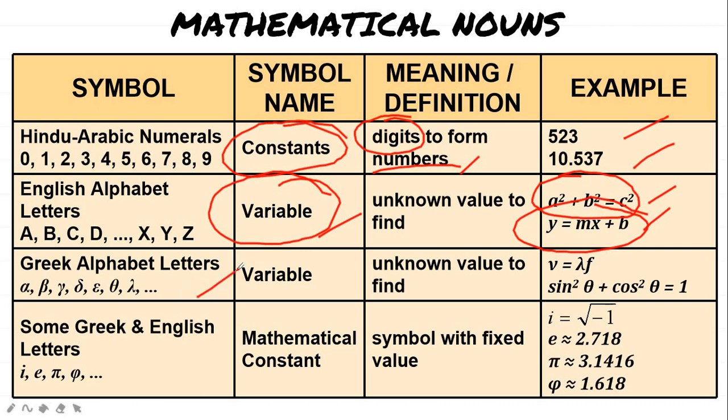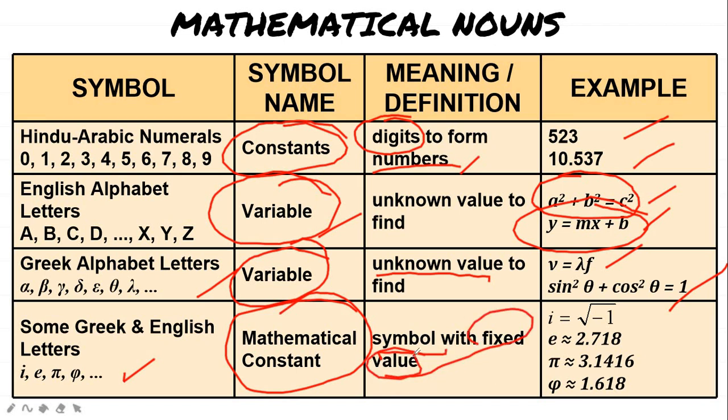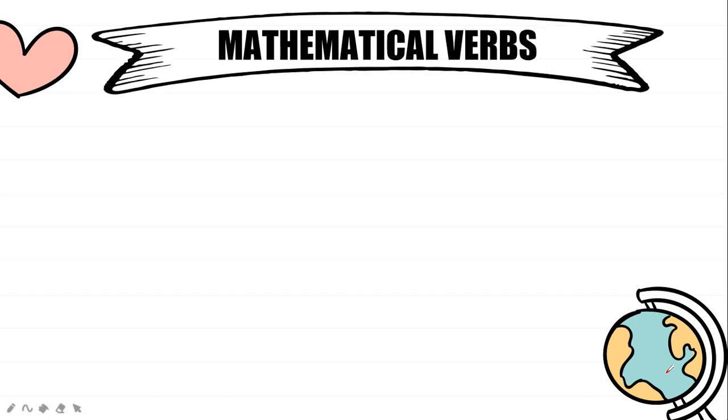Next, Greek alphabet letters can also be used as variables, wherein they can also represent an unknown value. They are used in our examples. Some Greek and English letters are mathematical constants, symbols with fixed values. For example, the imaginary number, which is equal to the square root of negative 1. Then we have Euler's number, which has an approximate value of 2.718. We have pi, with an approximate value of 3.1416. And then we have the golden ratio, with an approximate value of 1.618.